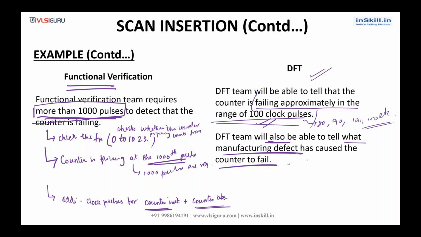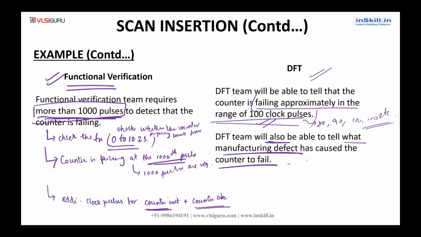Okay, so the functional verification team can only tell that the counter is failing. Why? Because the functional verification team will be checking the functionality. In this case, they will check whether the counter properly counts from 0 to 1023. So in this example, at the 1000th pulse, instead of counting 1000, the counter is once again counting 999.